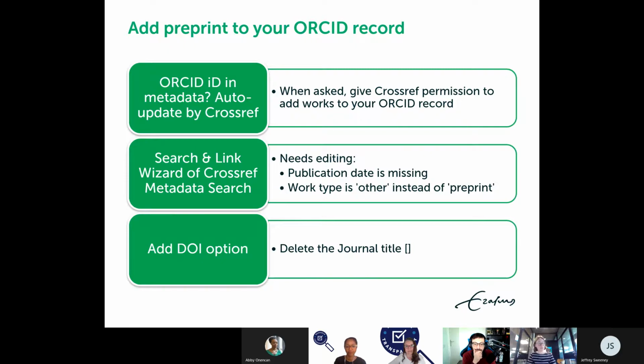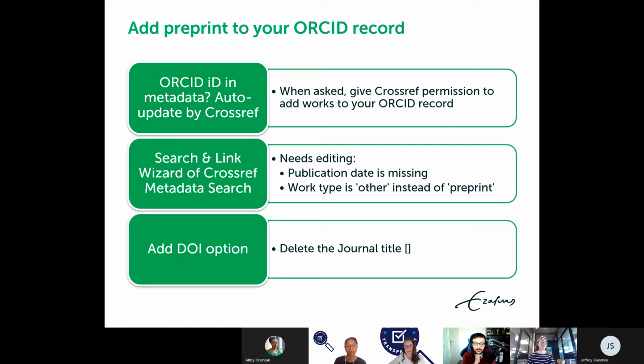For preprints without your ORCID ID in the metadata, you can use the Crossref metadata search and link wizard, but that definitely needs editing because here also the work type is a bit of an issue, which is strange because Crossref has preprint, ORCID has preprint, but it goes somewhere in the middle. It goes wrong. And you can also, of course, use the add DOI option, and that also needs a bit of editing, but less work.